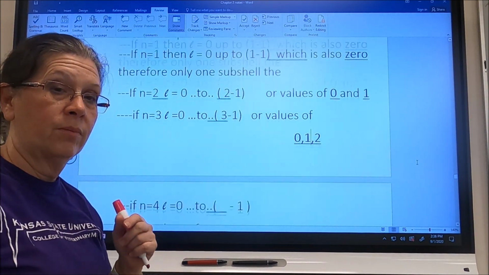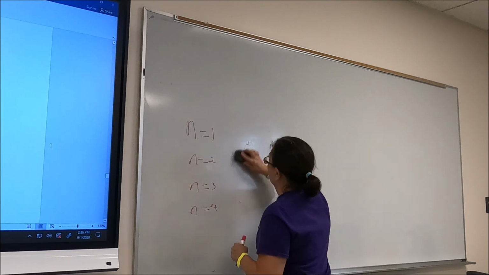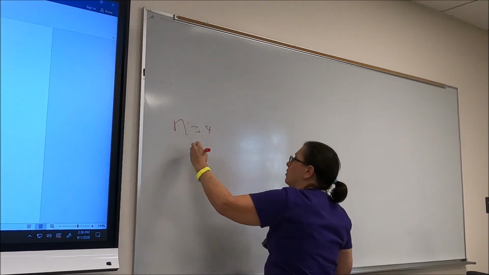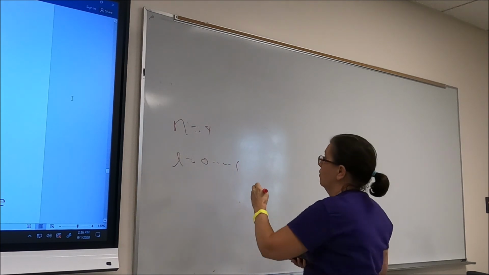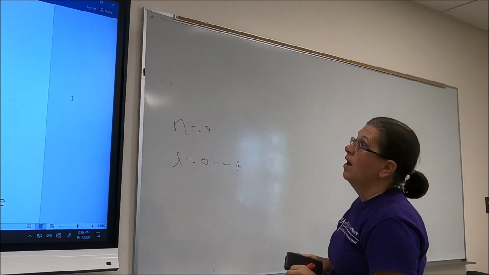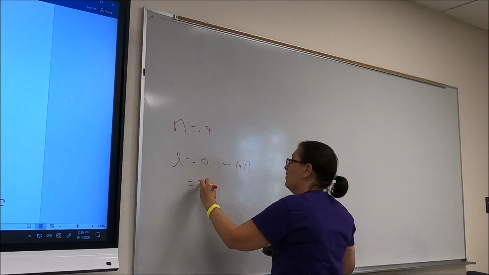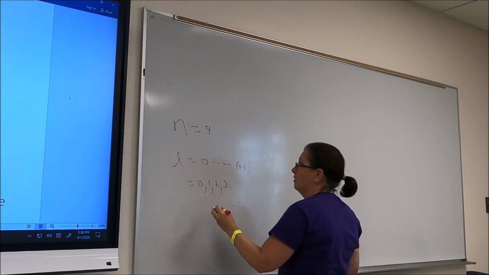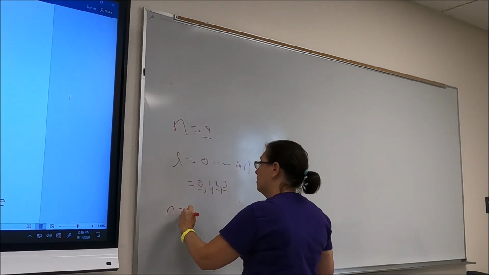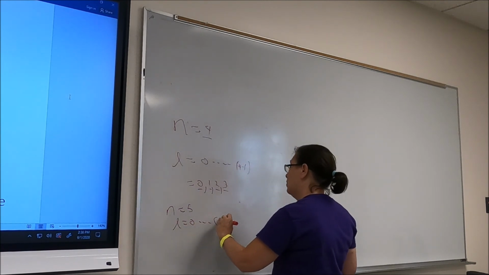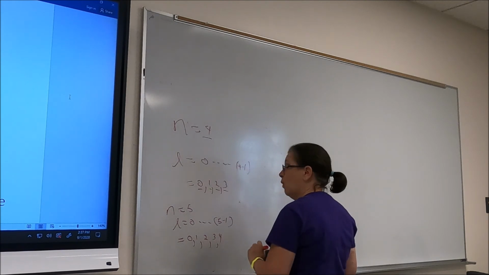So let's try 4. Okay, n equals 4. If n equals 4, L can be anywhere from 0 up to our value of n minus 1. So n, which is 4, minus 1. So it can have values of 0, 1, 2, or 3. So the fourth shell has 4 subshells. So if I got up to the fifth shell, n equals 5, L could have values of 0 up to 5 minus 1. So it could have values of 0, 1, 2, 3, or 4.